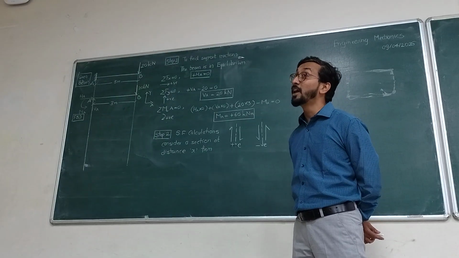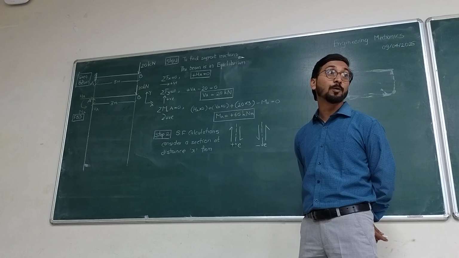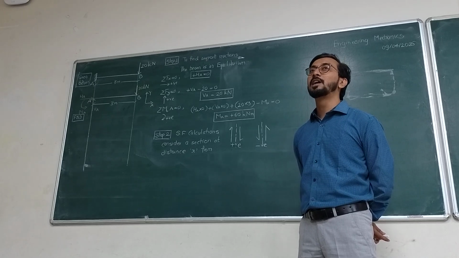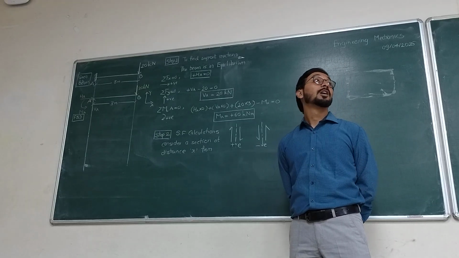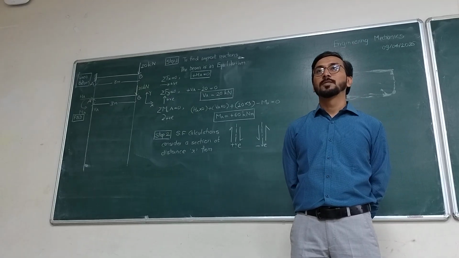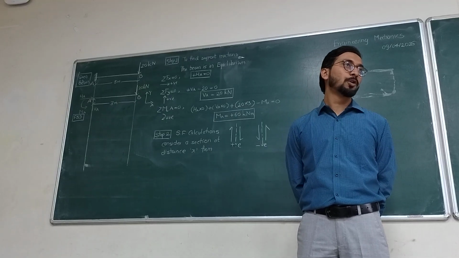Because at A there is MA. You will have to understand the behavior of moment, clockwise or anticlockwise. It is one difficult, ambiguous part. How does the couple cause the sagging and hogging? That is the ambiguous part.